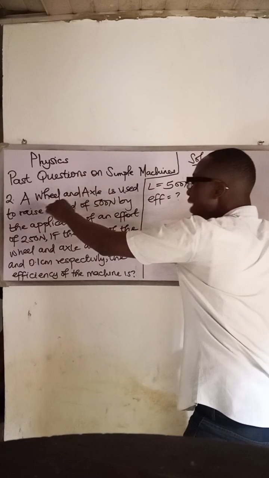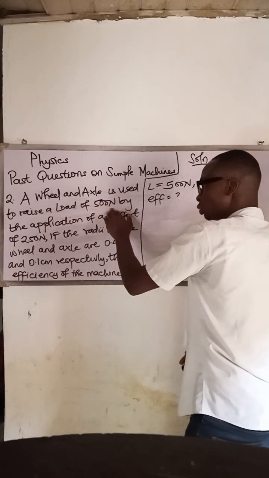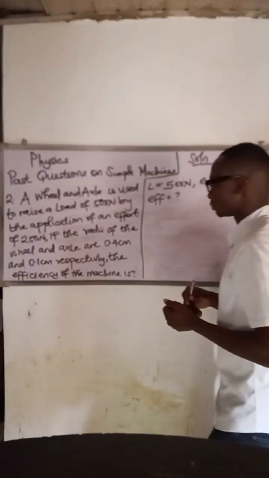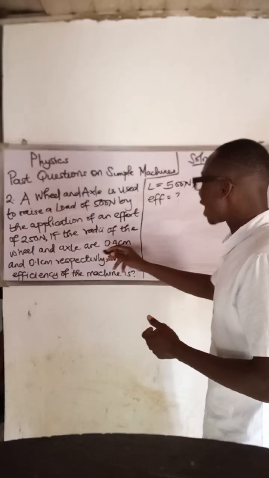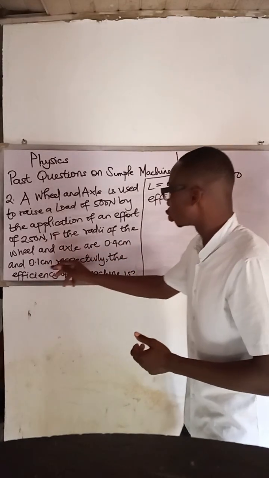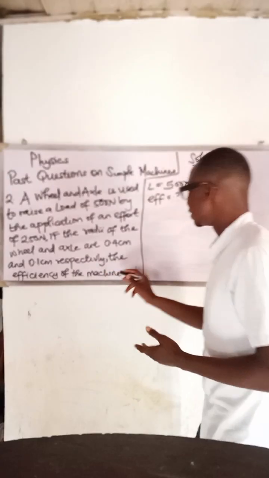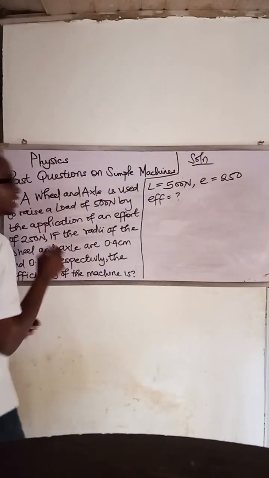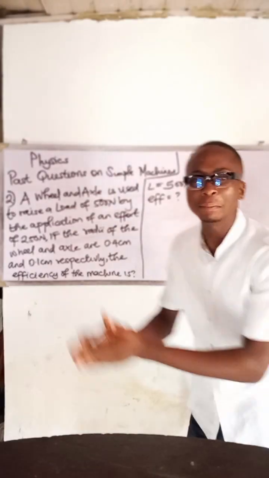It says a wheel and axle is used to raise a load of 500 Newton by the application of an effort of 200 Newton. If the radii of the wheel and axle are 0.4 cm and 0.1 cm respectively, the efficiency of the machine is dash. This question is different, but it is very easy. They say a wheel and axle. A wheel and axle is a machine.